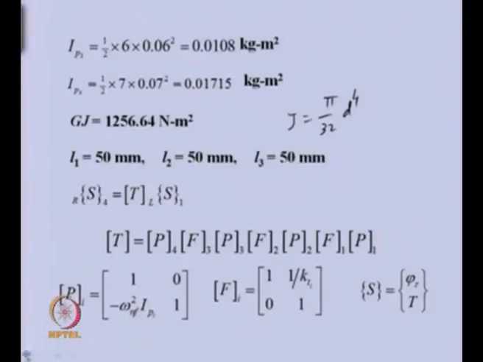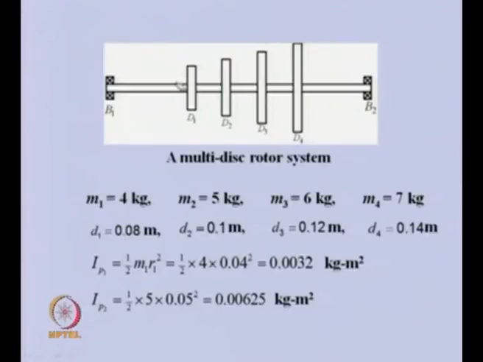Basically, because this is freely supported and we are neglecting the mass, the inertia, of the shaft, the shaft segment which is here and this end will move along with this disc during torsional oscillation, and this will move along with this, as a rigid body. So they will not contribute to the torsional vibration of the system, because they will not get twisted, as there is no inertia attached to them. So only these segments will be of relevance.